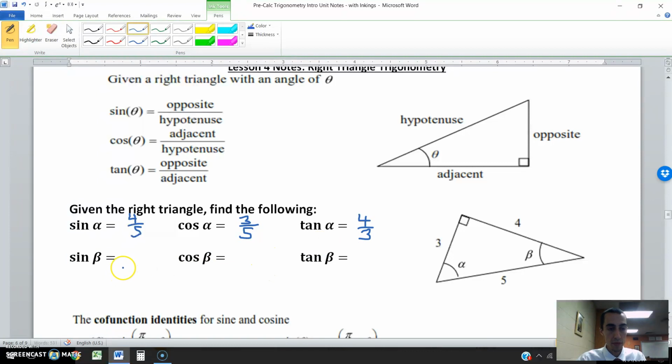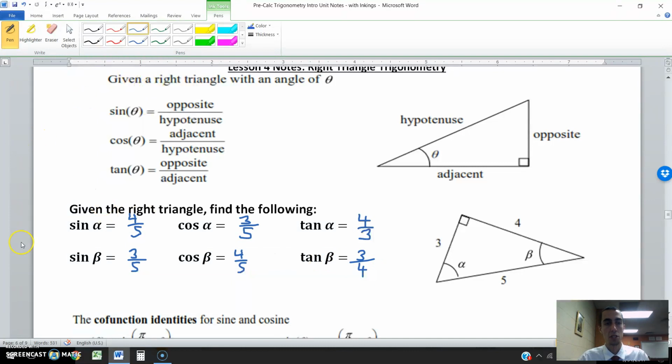With respect to angle beta, 3 is opposite and 5 is the hypotenuse, so sine of beta is 3/5. Cosine of beta is the adjacent side over the hypotenuse, and then we have opposite over adjacent.